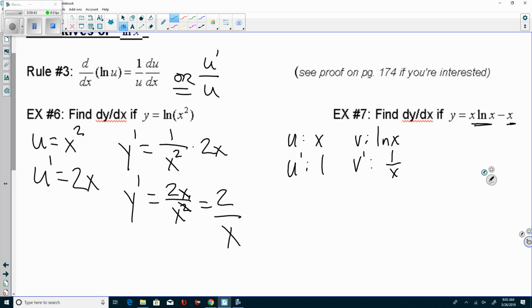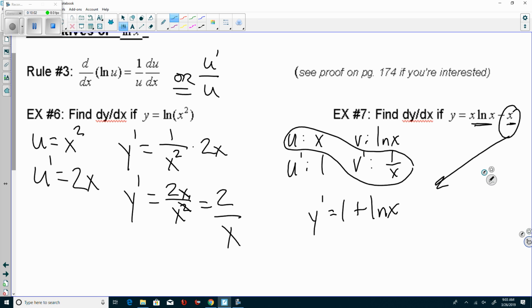When I do my cross multiplying, I have these two. And what happens with those two? What do they become? 1. So 1 plus ln x. And then the derivative of x right here, minus 1. So that gives me a final derivative of ln x.